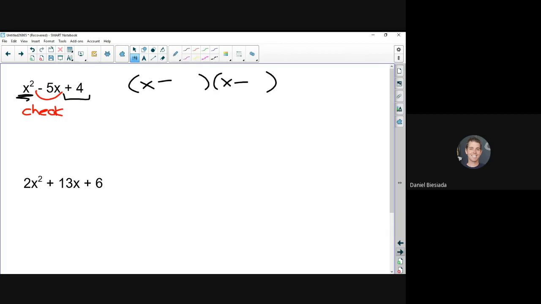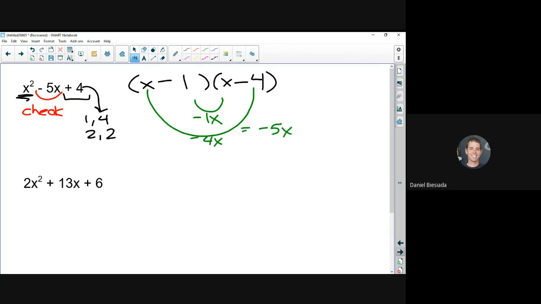I'm thinking about 4 for the numbers. What multiplies to give me 4? It could be 1 and 4, or it could be 2 and 2. But a little mathematical intuition here says that if I'm trying to get a 5, 1 and 4 makes a lot more sense than 2 and 2 in terms of adding. So I'm going to try 1 and 4. I'll run my check, but I have a feeling this is correct. We get negative 1x on that one, negative 4x on that one. Add those together, we get negative 5x. That is correct, and our factorization here is good.